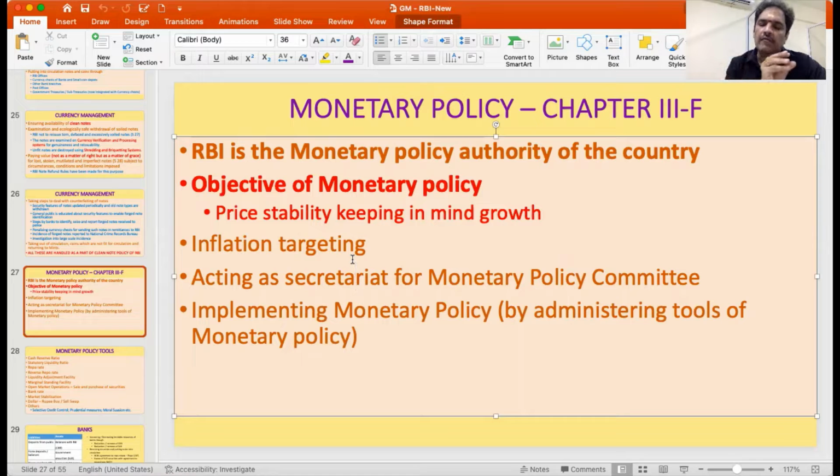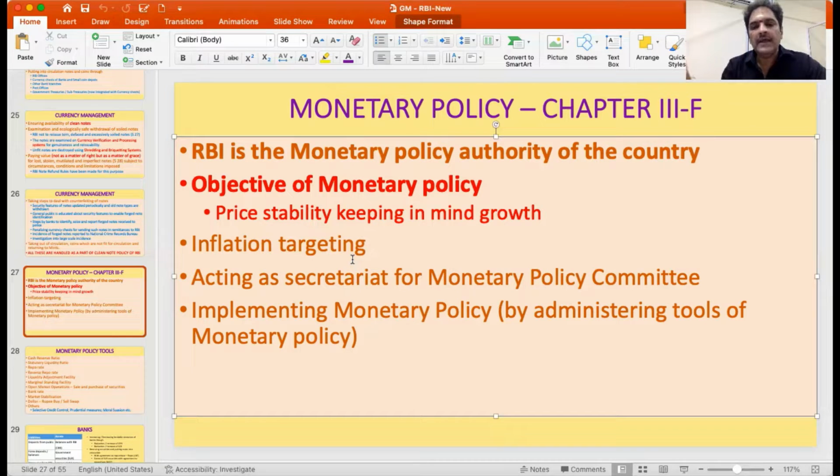So from the basic concept of enabling price stability, to focusing on growth, then to enabling targeted lending to important sectors, then to keeping the exchange rate stable, then to enabling financial stability, all these were the objectives which were there for RBI.